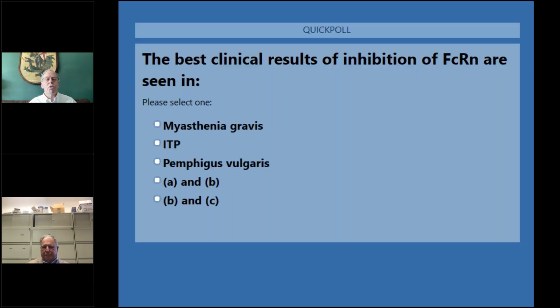And the last polling question is, the best clinical results thus far of inhibition of FcRn are seen in, and please select one of the following: myasthenia gravis, ITP, pemphigus vulgaris, and then A and B, which would be myasthenia and ITP, or B and C, ITP and pemphigus vulgaris.